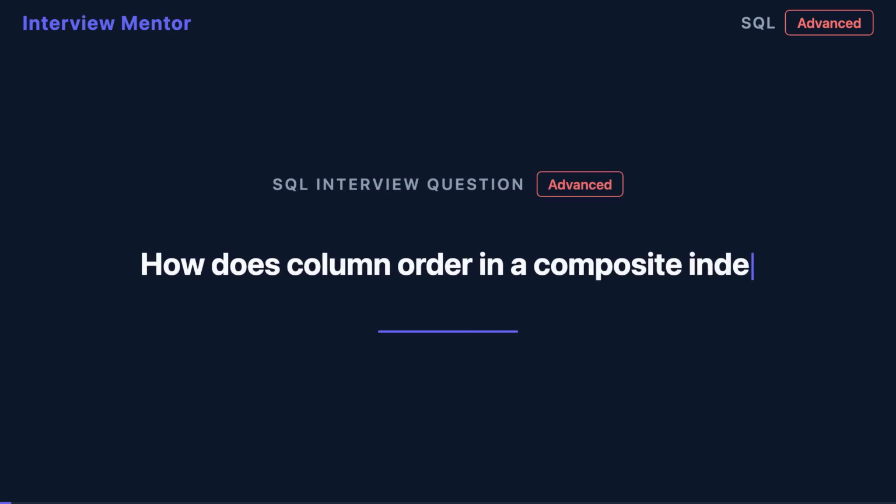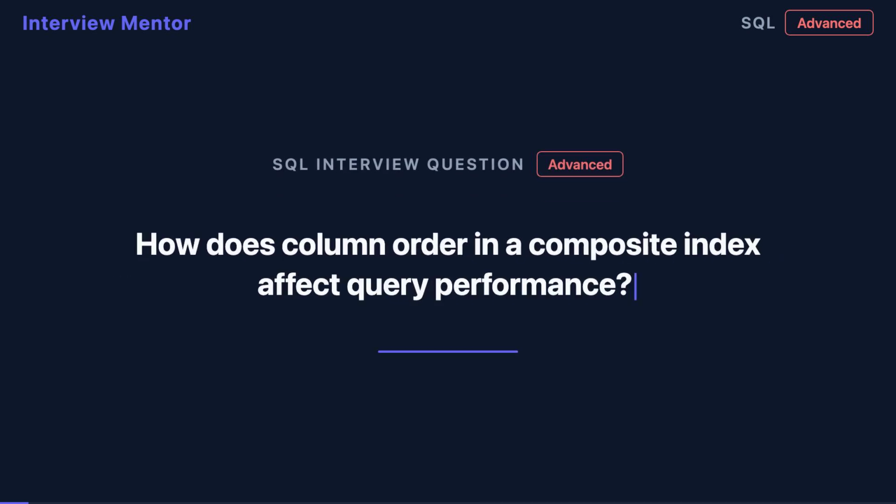You create an index on 3 columns, but your queries still run slow. The problem? Column order. Let's see why it matters so much.